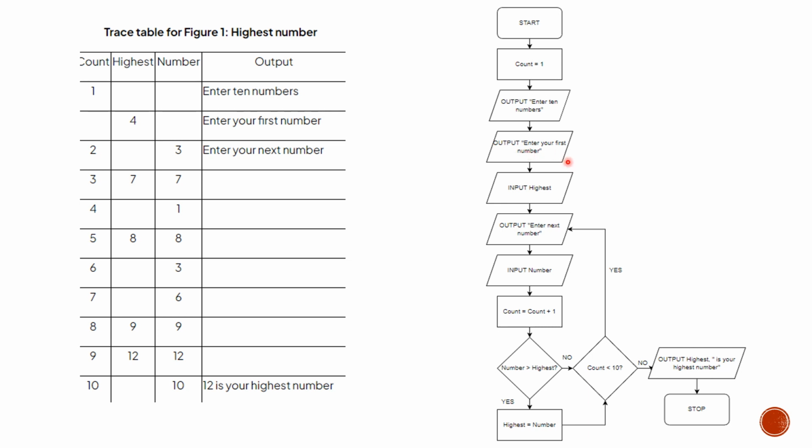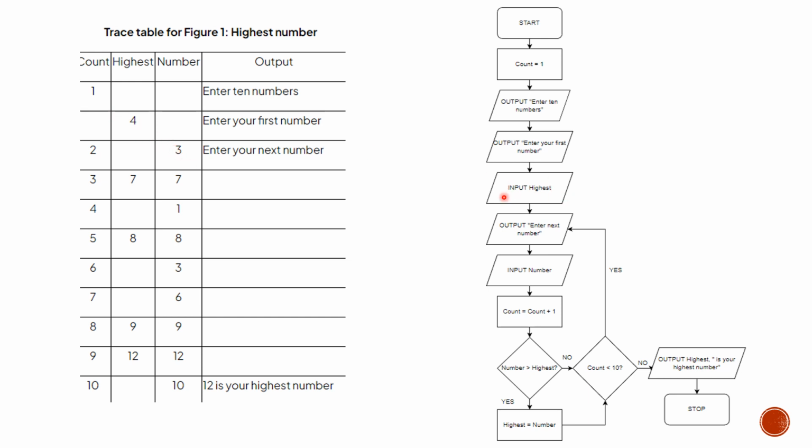Again, output, enter your first number, then input highest. So highest is my variable. I have named this as a column, and here I have entered the value which is given in my test data. Count equals count plus 1. I already have 1 as a count value, so I'm going to add one more and it becomes 2. And then, is number greater than highest?